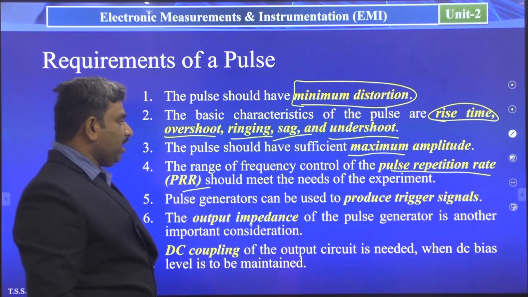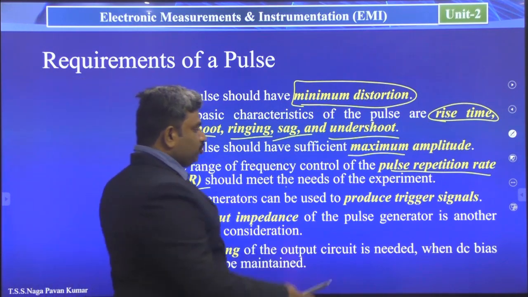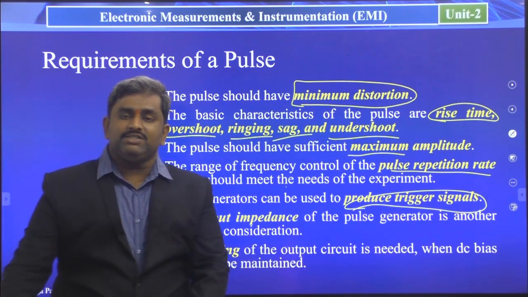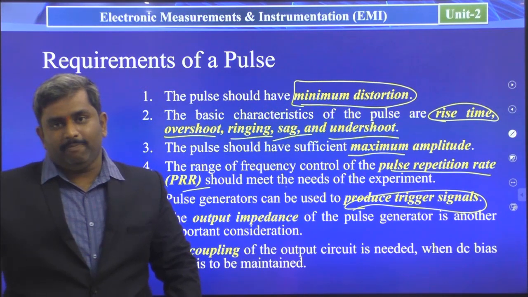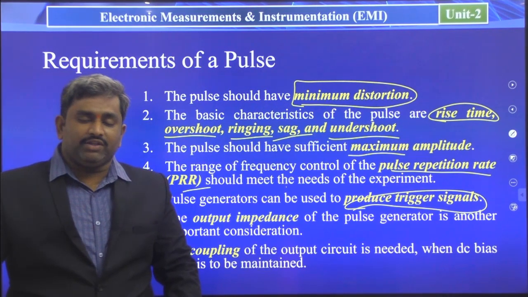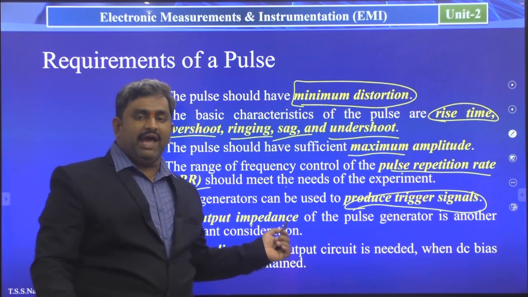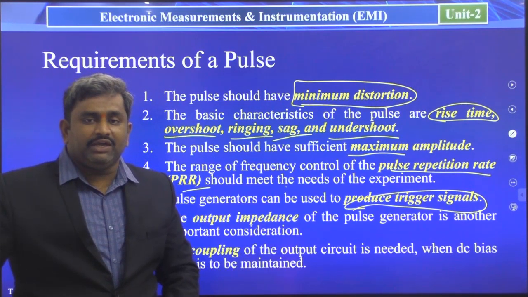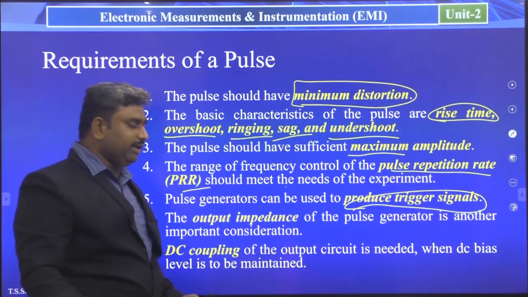Pulse generator can also be used to produce triggering signals. Sometimes these pulse signals we are using for triggering operations. For that reason, the pulse generator has to provide the output with a triggering circuit, with the triggering signals.